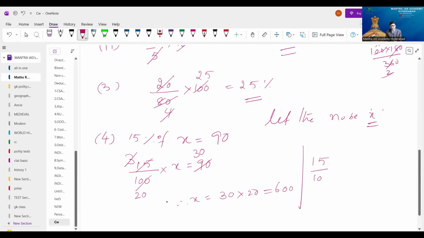Otherwise you can do it directly too. 15 by 100 into X is equal to 90. Any method, I don't mind. X is 90 into 100 by 15, 15 sixes are 90, so X is equal to 6 into 100, which is 600. So this is the answer: 15% of 600 is 90.